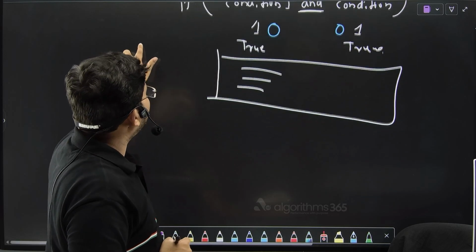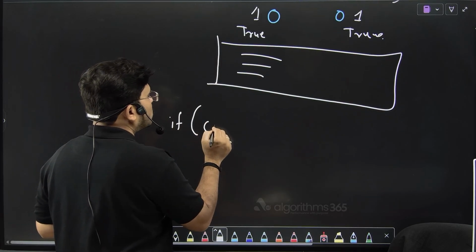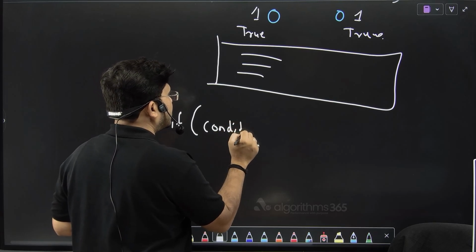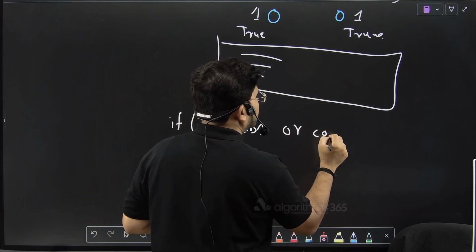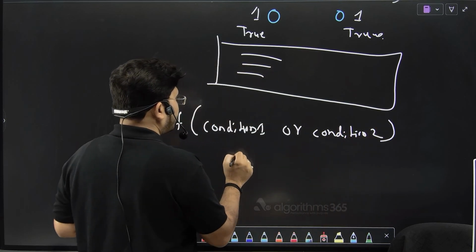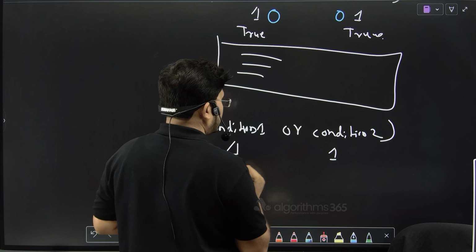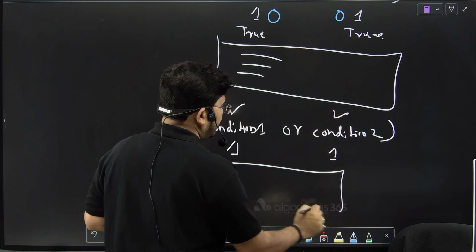And similarly, now you have the or condition, where if any one of them is true, the code would get executed. So you have condition 1, then or, and then say condition 2. If any one of these is true, then the code would get executed.